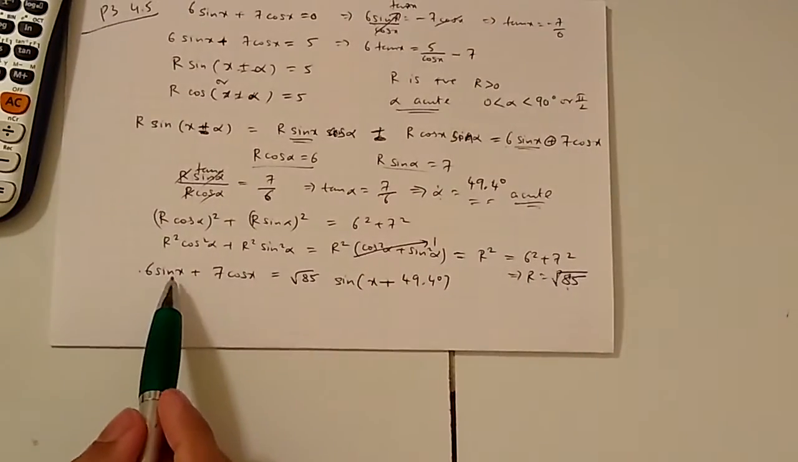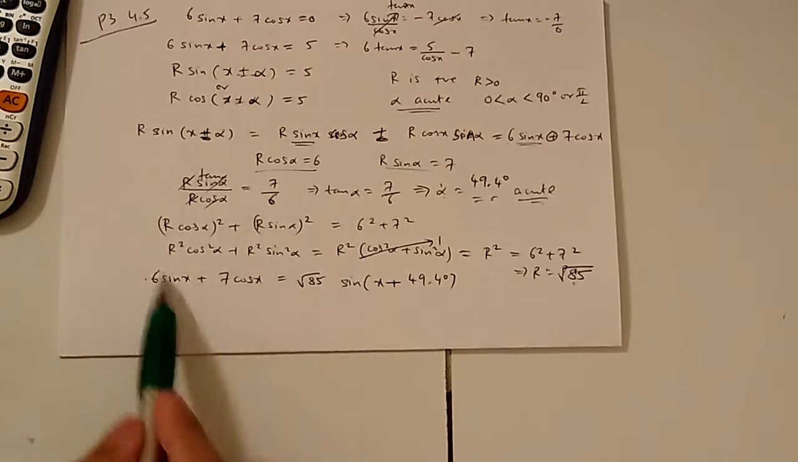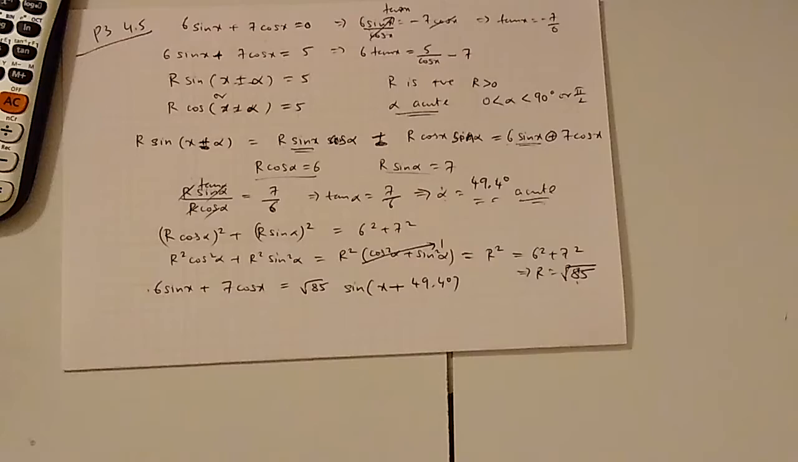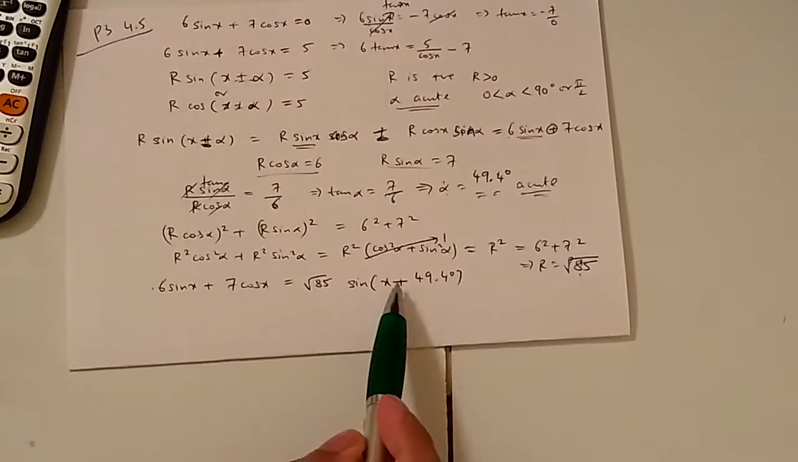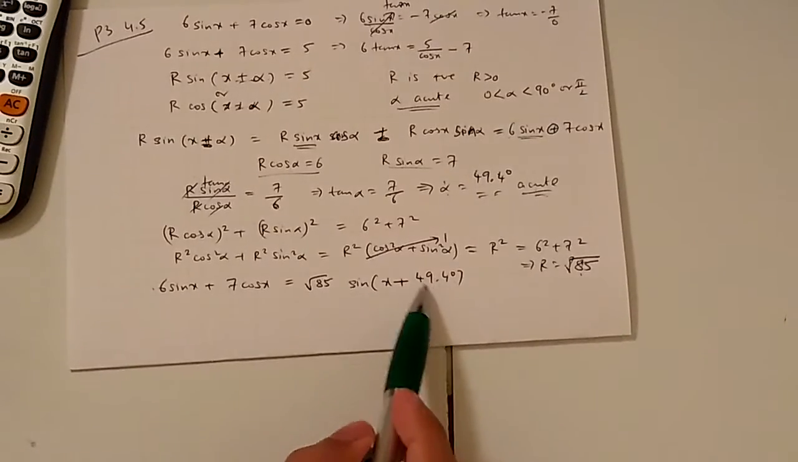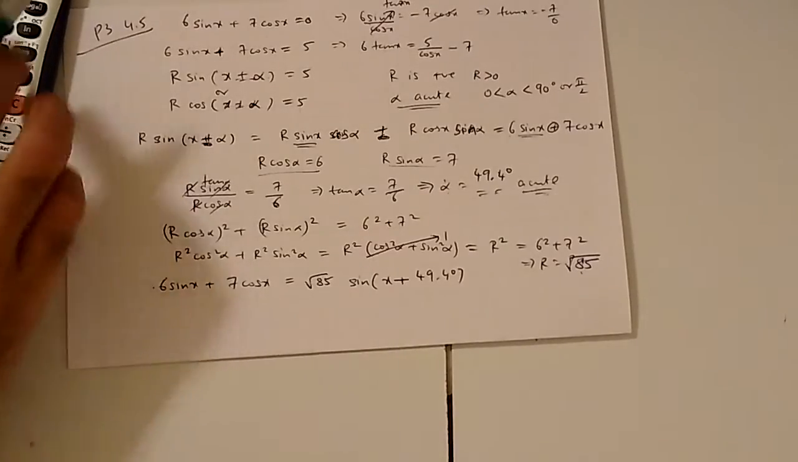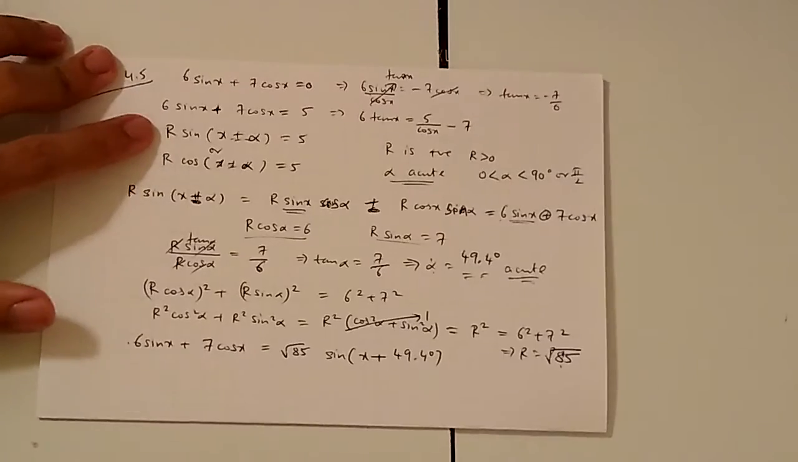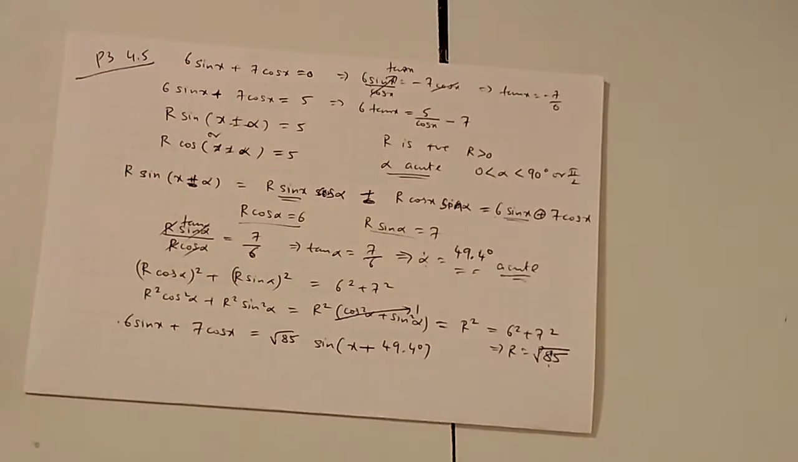So overall we have successfully converted this sum of two distinct trigonometric ratios, sine and cos, into a single sine ratio. R is root 85 and this is 49.4 degrees, which is our alpha value. Now this is one way that you can work it out. We could convert it into a sine ratio, and we can also convert it into a cosine ratio. So let's try to work out the cosine ratio.